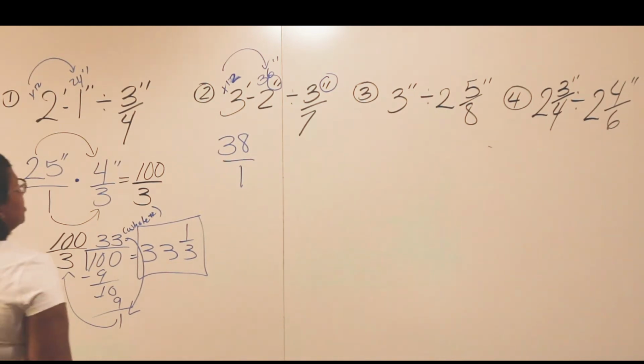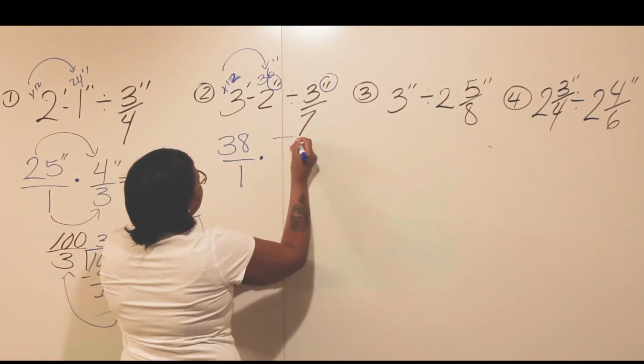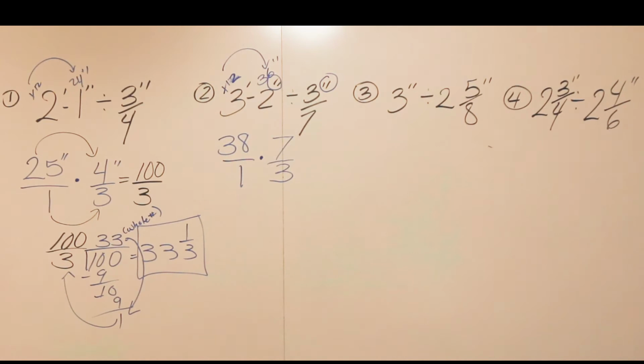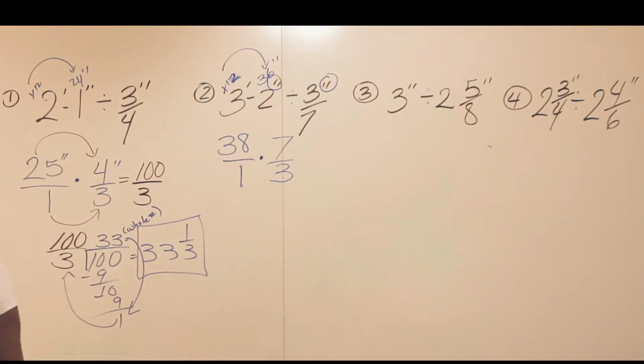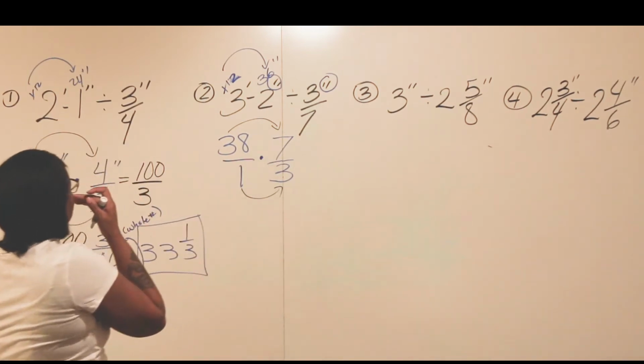Reciprocate, which means just flip it. 7 to 3. Yep, so anytime you're dividing, before you start cross-reducing or multiplying, you have to reciprocate that second numeric expression. Otherwise, your answer will be wrong. So now, we have 38 over 1 times 7 over 3. Can we cross-reduce? So what about this 1/7? Nope. So now we multiply numerator times numerator, denominator times denominator.